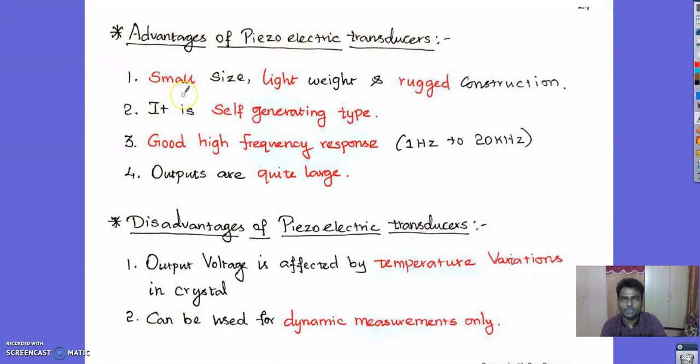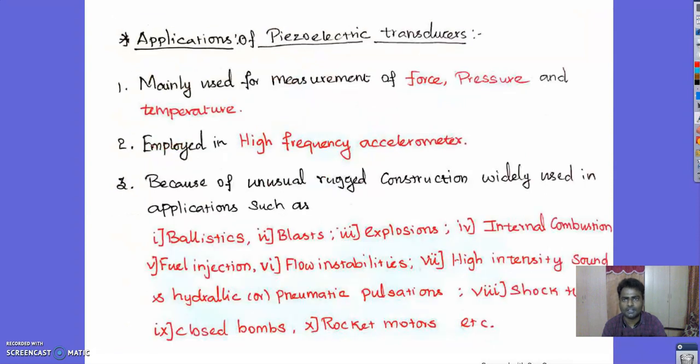And the advantages of the piezoelectric transducer: it is small in size, lightweight, rugged in construction, it is a self-generating type, that is, an active type of transducer. It has a very high frequency response, that is 1 Hz to 20 kHz, and outputs are quite large for your piezoelectric transducer. And the disadvantages of the piezoelectric transducer: your output voltage is affected by temperature variation in the crystal, and it can be used only for dynamic measurement. Those are the disadvantages of your piezoelectric transducer.